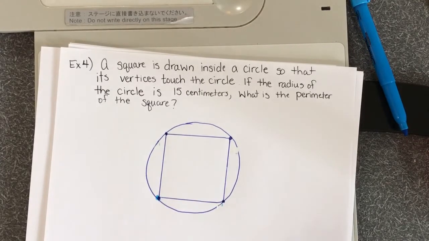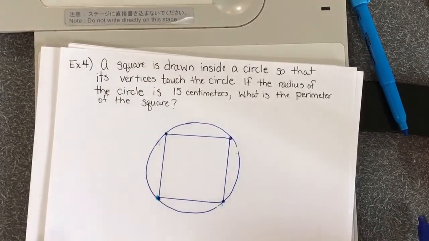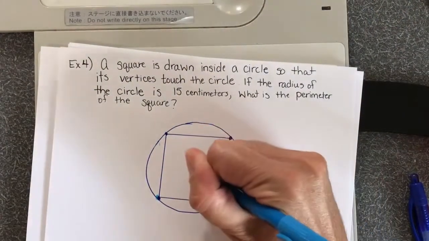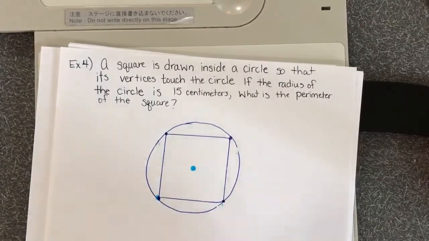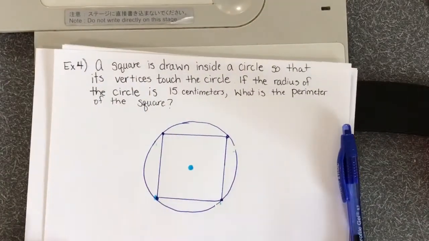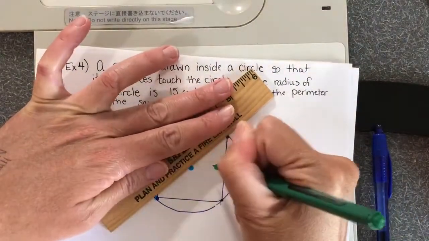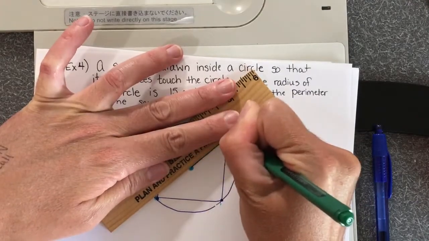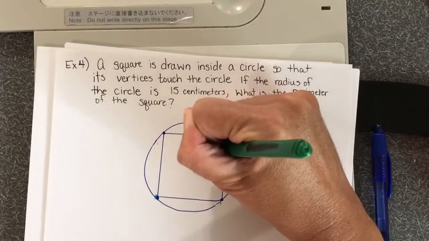Now, the radius of the circle is 15 centimeters. So, as you know, a radius can go anywhere in the circle, and the radius goes from the center to a point on the circle. Because we're trying to figure out the perimeter of the square, I want to be very specific on where I draw the radius that we're talking about here. So this radius, I'm going to go from the center to that point. And so that radius is 15 units long.